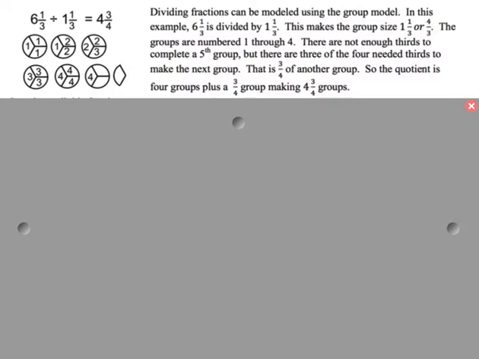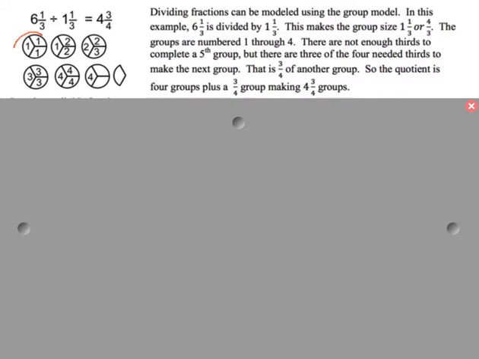So real quick, the division model using the group. Dividing fractions can be modeled using the group model. In this example, 6 1/3 is divided by 1 1/3. This makes a group size 1 1/3 or 4/3. The groups are numbered 1 through 4. There are not enough thirds to make a fourth group or a fifth group.